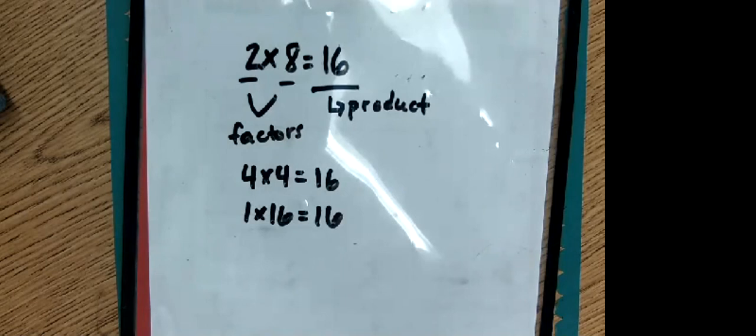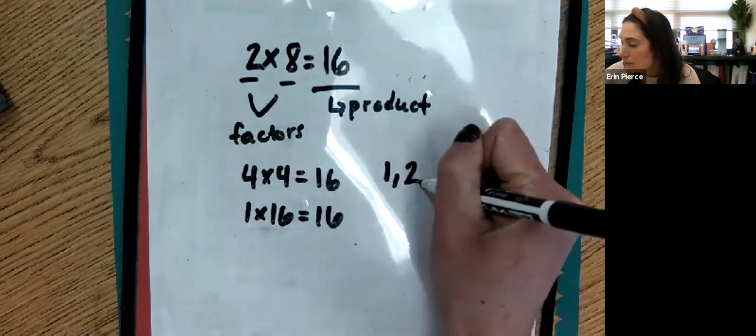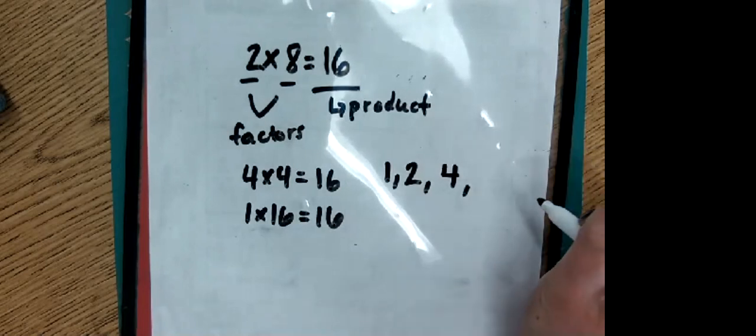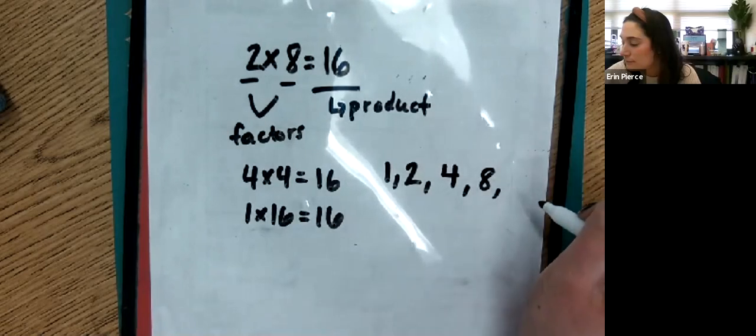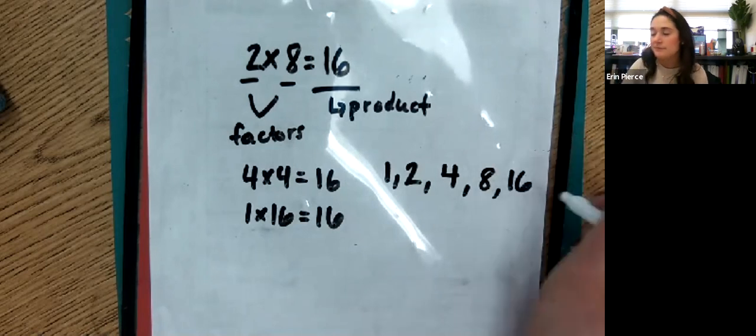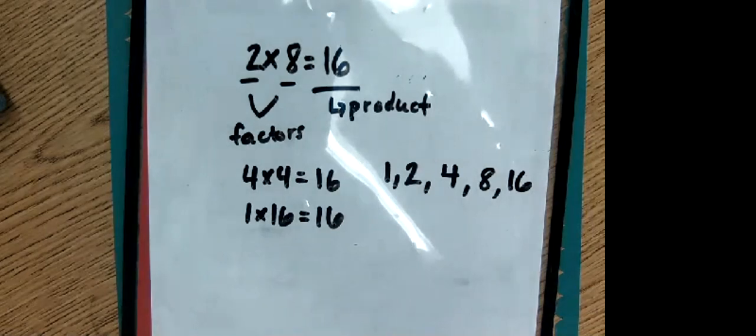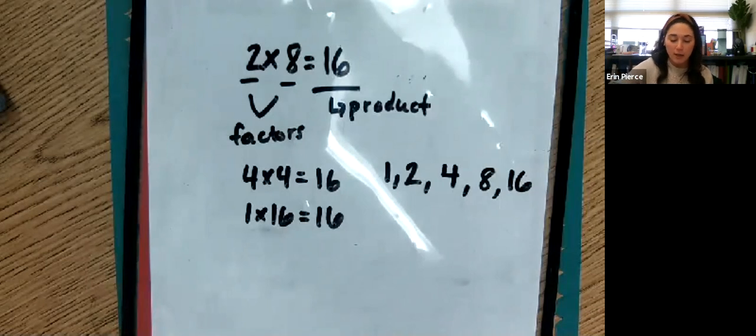So try it again. 1, 2, 4, 8, and 16. You do not list 4 twice. So all you list is 4 one time, okay? I know it's kind of strange, but you do not need to list them more than once.